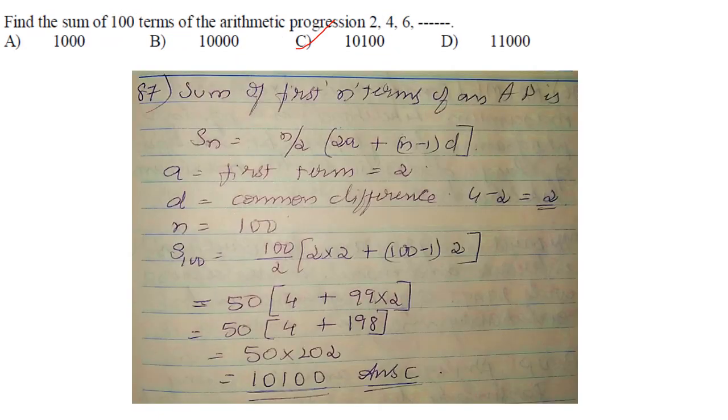Find the sum of 100 terms of the arithmetic progression 2, 4, 6. So the sum of the first n terms of an arithmetic progression is given by Sn is equal to n by 2 into (2a plus (n minus 1)d). Here a is the first term, so that is 2. d is the common difference, so second term minus first term, 4 minus 2, is equal to 2. n is the number of terms, so that is 100. Now substitute in the formula, you will get 10100. So answer is option C.